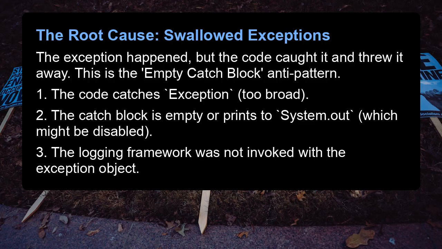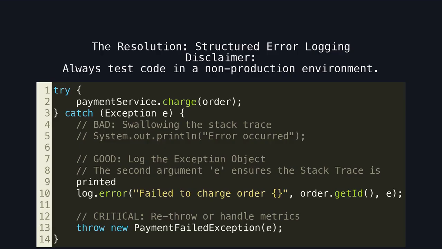1. The code catches exception too broad. 2. The catch block is empty or prints to System.out, which might be disabled. 3. The logging framework was not invoked with the exception object. The resolution, structured error logging. Disclaimer, always test code in a non-production environment.